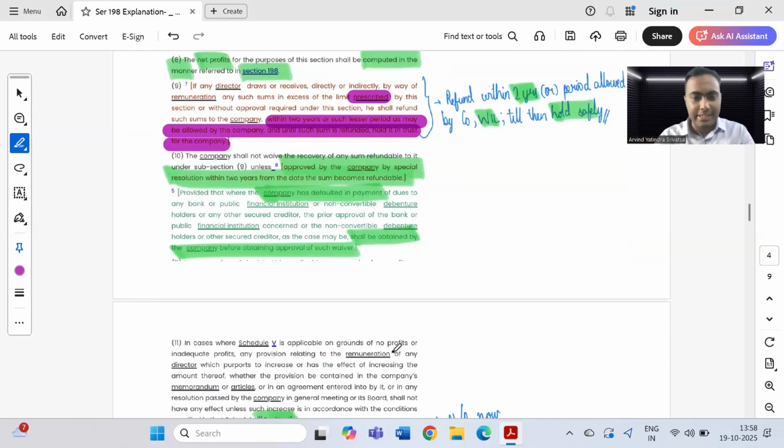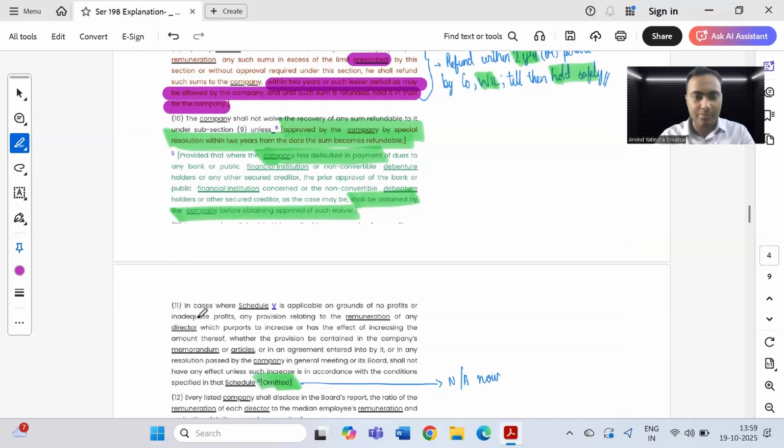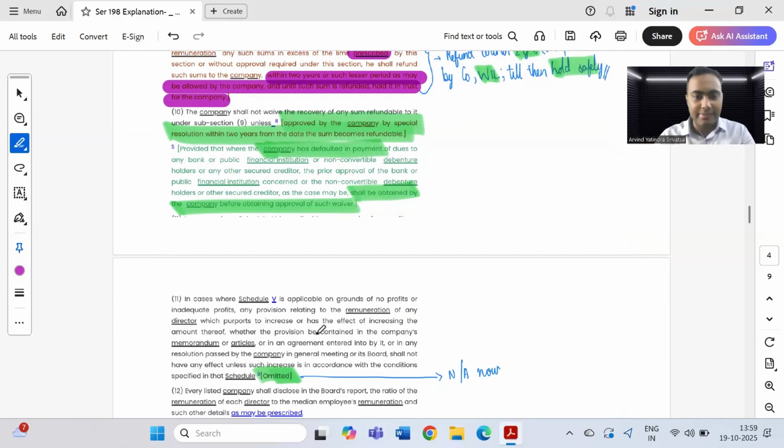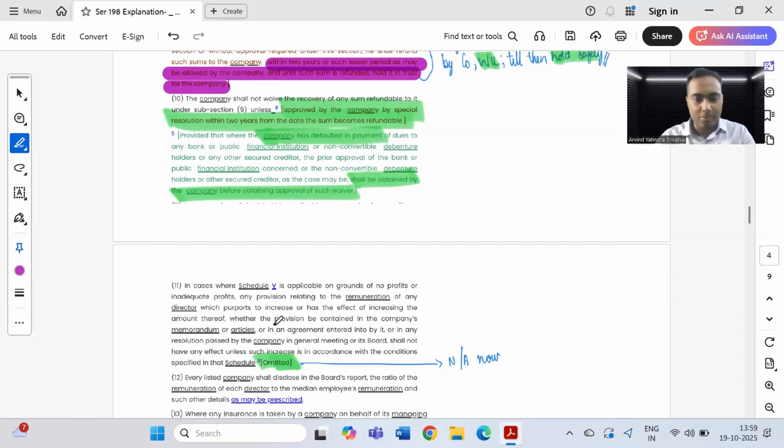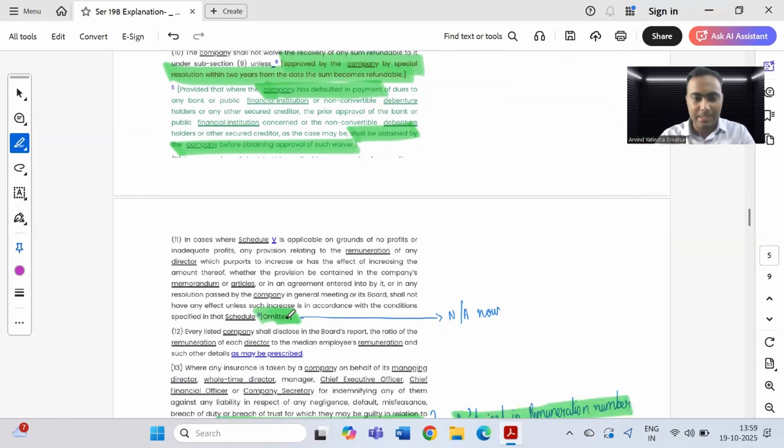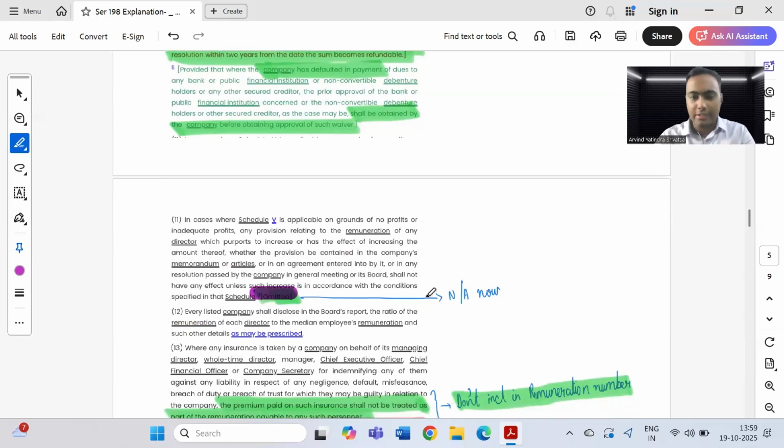Next, in case where Schedule 5 is applicable on grounds of no profits or inadequate profits, any provision relating to remuneration of any director which purports to increase or has the effect of increasing the amount thereof, whether the provision be contained in the company's memorandum or articles. So this is omitted now. This provision is not applicable right now. It was removed, I think, in 2017 itself. So you don't need to focus on this now.